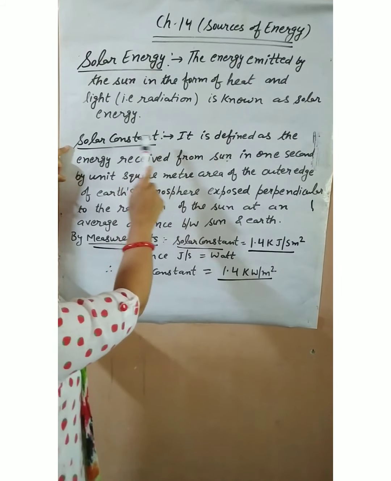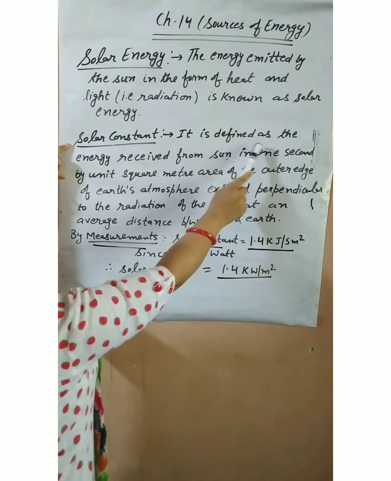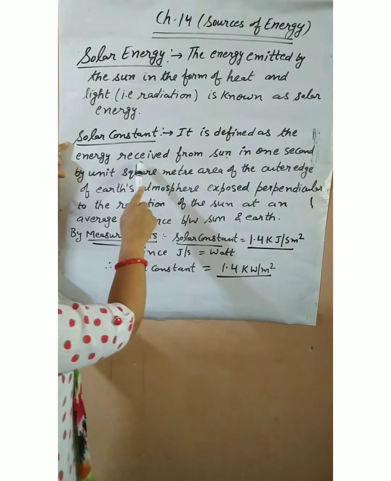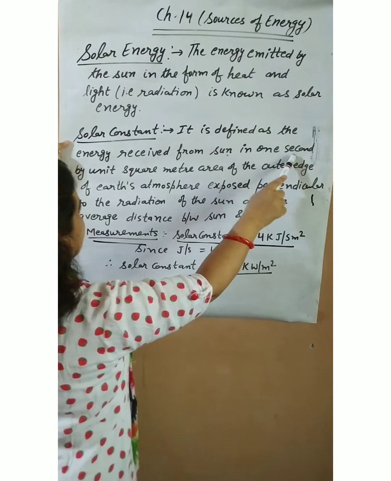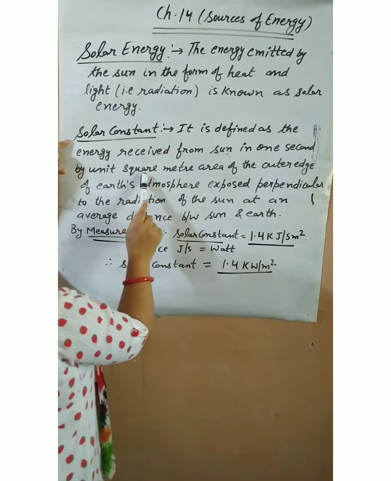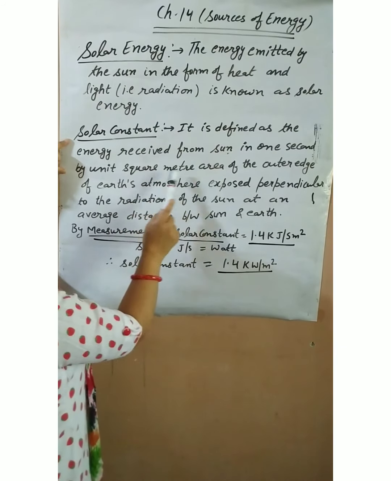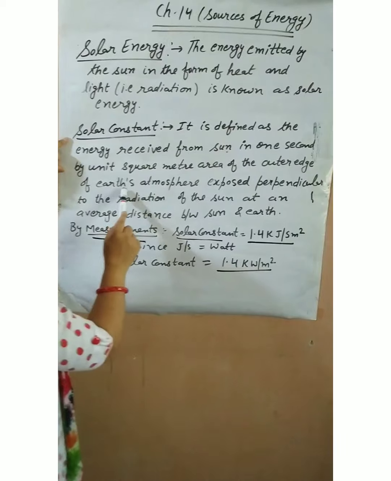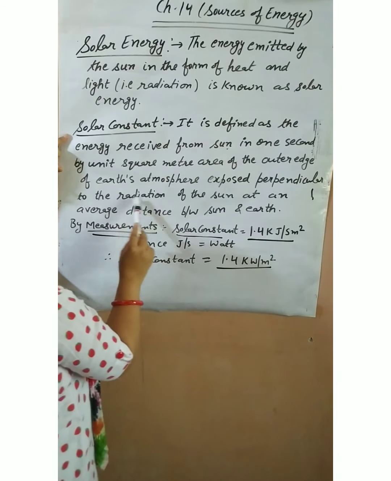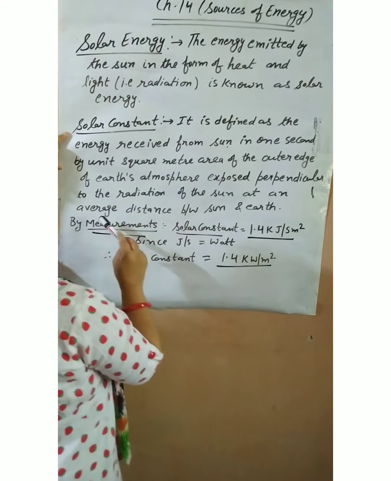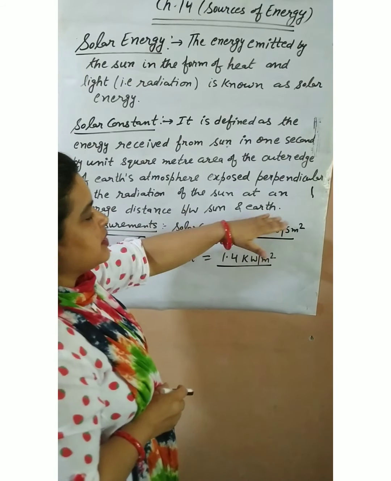So what is the solar constant? It is defined as the solar energy received from the sun in 1 second by a unit square meter area, meaning 1 meter square area, of the outer edge of the earth's atmosphere, which is exposed perpendicular to the radiations of the sun at the average distance between the sun and the earth.